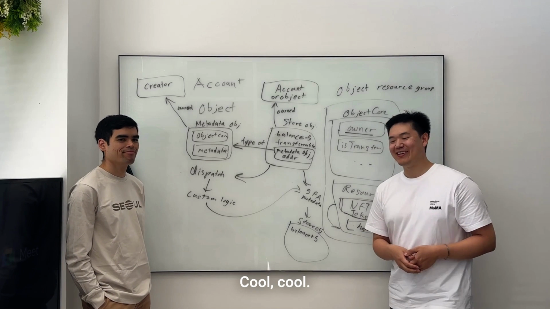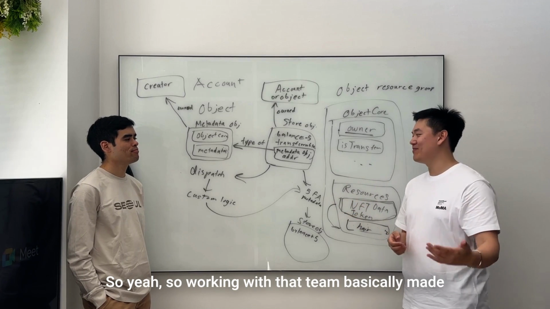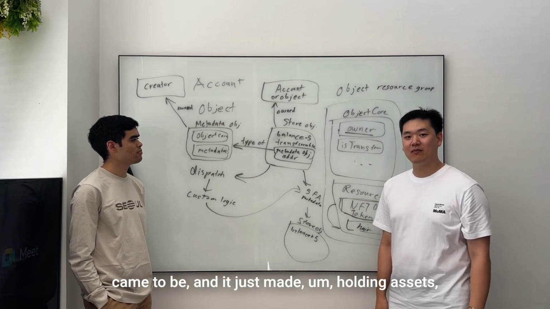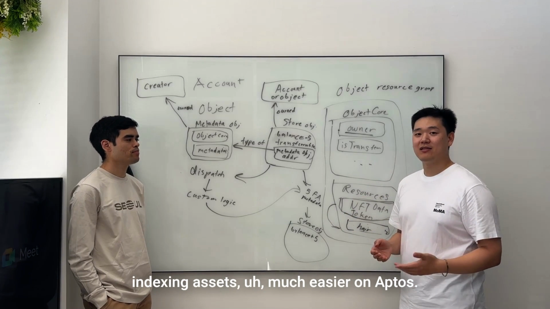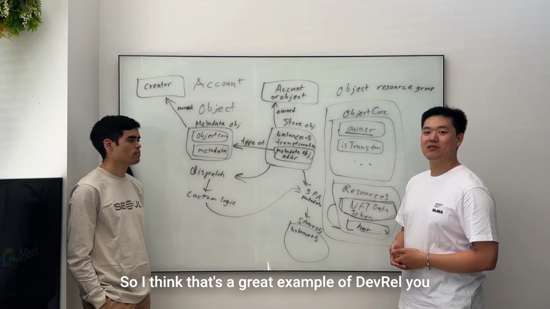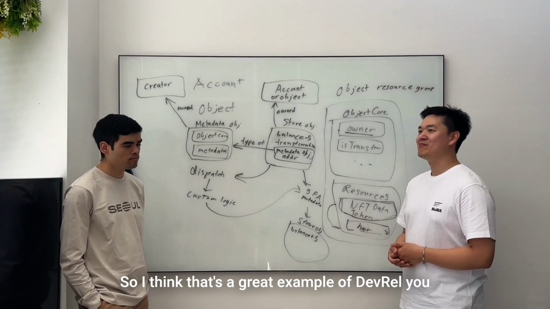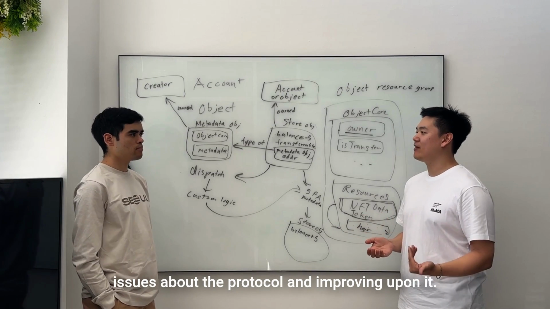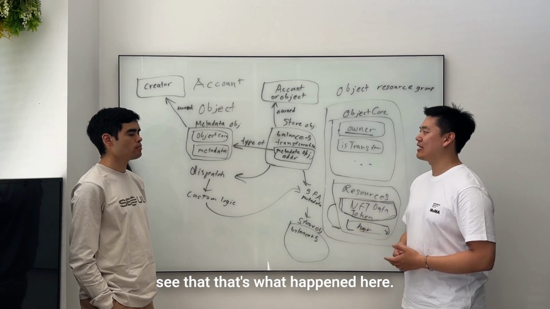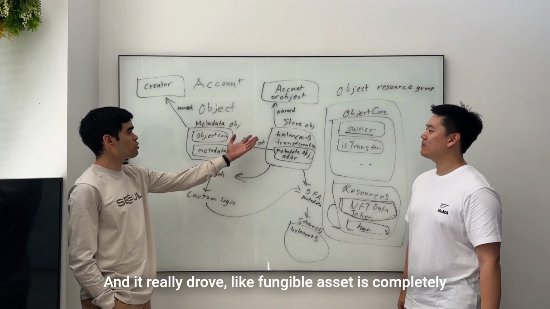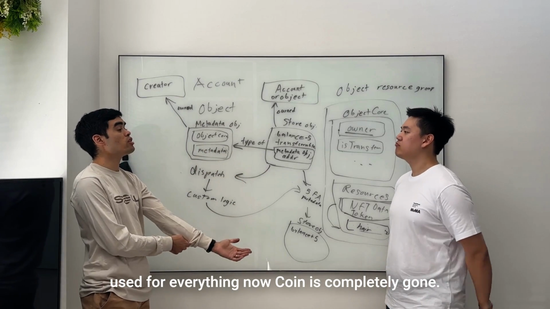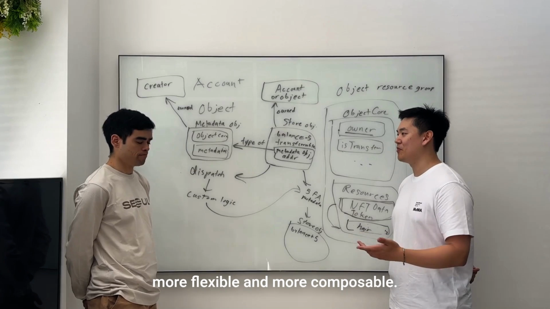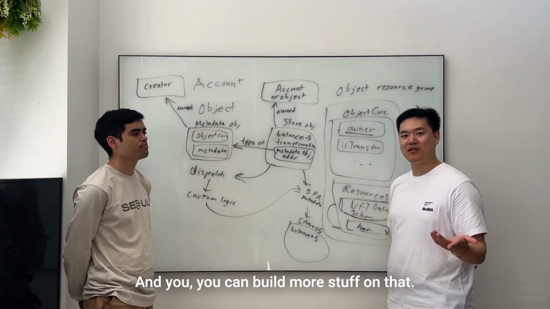Yeah. Cool. So working with that team basically made this object model and it improved everything. That's why the fungible asset standard came to be, and it just made holding assets and indexing assets much easier on Aptos. So I think that's a great example of DevRel, working with teams and finding out issues about the protocol and improving upon it. Fungible asset is completely used for everything now. Coin is completely gone. And it basically made storage on Aptos more flexible, more composable. And now you can build more stuff on Aptos, I feel like.